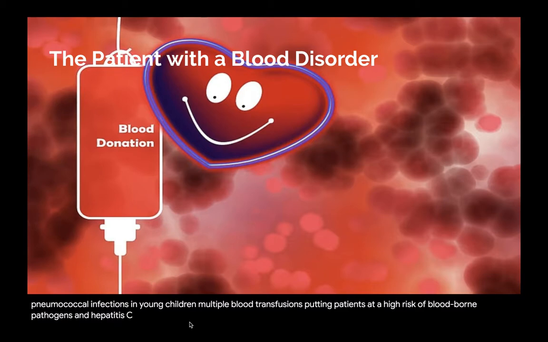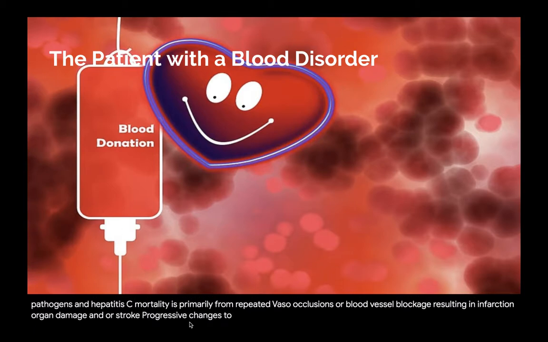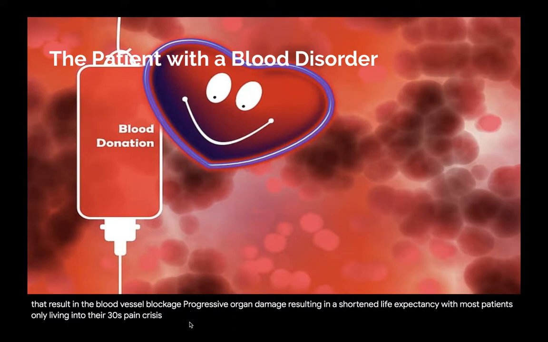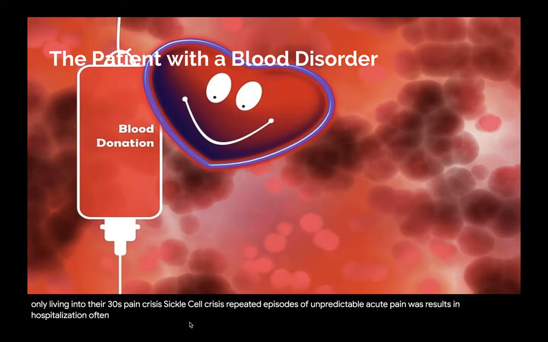Vaso-occlusion. Mortality is primarily from repeated vaso-occlusions, or blood vessel blockage, resulting in infarction, organ damage, and or stroke. Progressive changes to blood vessels as a result of damage by the sickle-shaped red blood cells result in the blood vessel blockage. Progressive organ damage results in a shortened life expectancy, with most patients only living into their 30s. Pain crisis, sickle cell crisis: repeated episodes of unpredictable acute pain which results in hospitalization, often preceded by a viral or bacterial infection.